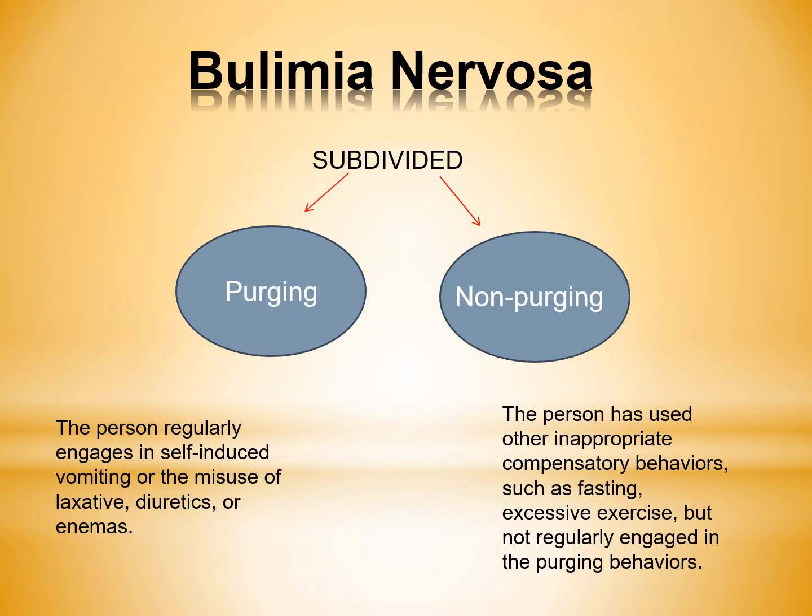Bulimia nervosa subcategories: there's the purging type and the non-purging type. The purging type is when the person will regularly engage in self-induced vomiting or the misuse of laxatives, diuretics, or enemas. And then the non-purging type is when the person has used other inappropriate compensatory behaviors such as fasting or excessive exercise, but not regularly engaged in the purging behaviors. And I've also run into patients that exhibit both. They will alternate back and forth.